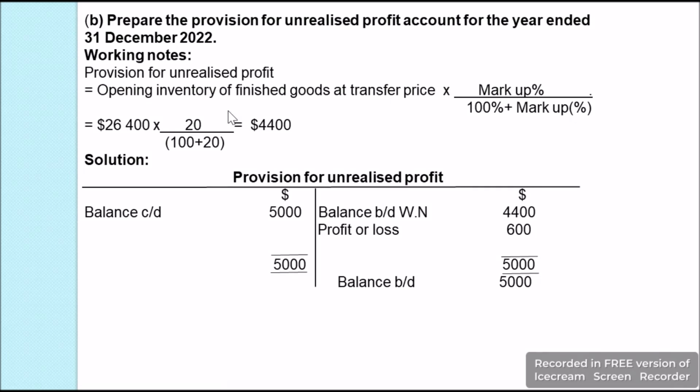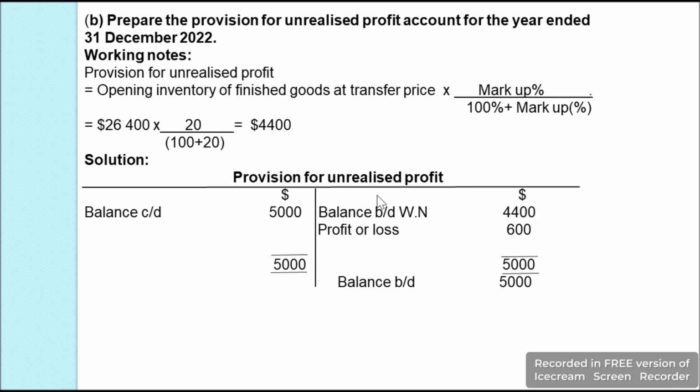Here it was mentioned as 20%, and the opening inventory on 1st January 2022 was given as $26,400, and it was also mentioned that it was at transfer price. So when we calculate this, the markup or the factory profit was 20%, so 20 divided by 100 plus 20, we get the value of provision for unrealized profit on 1st January 2022 as $4,400.